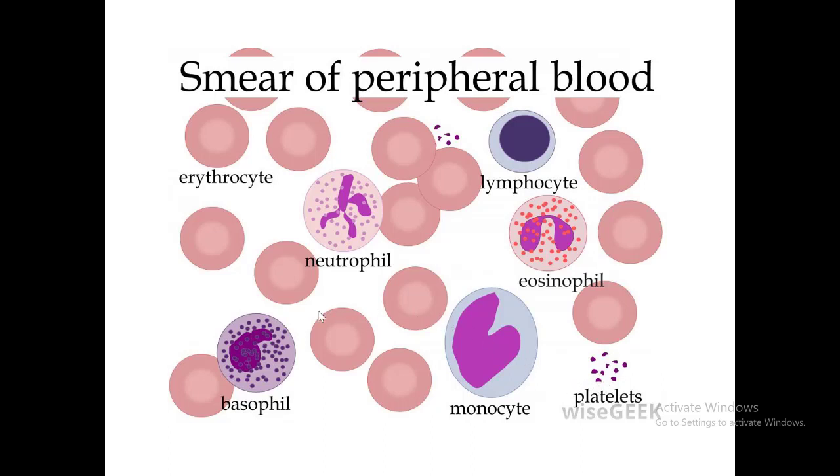And the third type of cells are white blood cells or leukocytes. Leukocytes are of two types: mononuclear, including lymphocyte and monocyte, and polymorphonuclear or granulocytes, including neutrophil, eosinophil, and basophil.